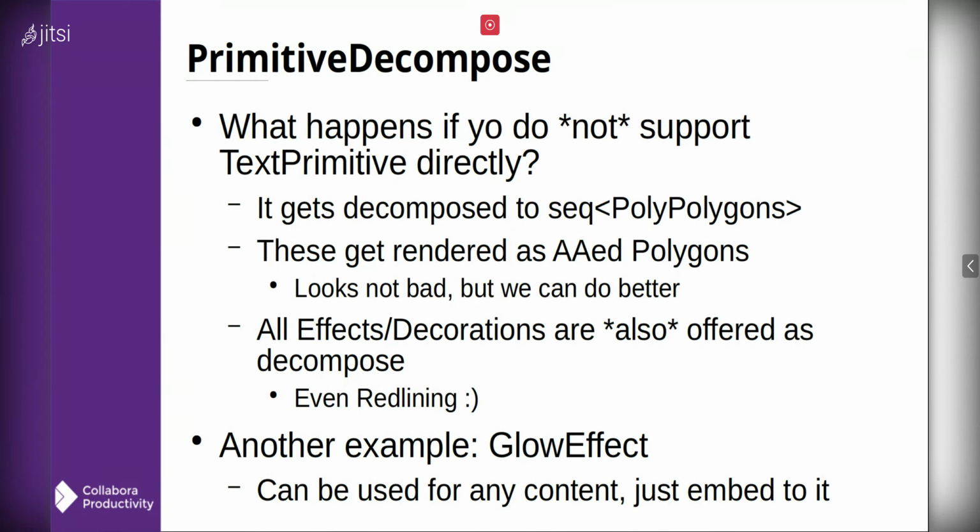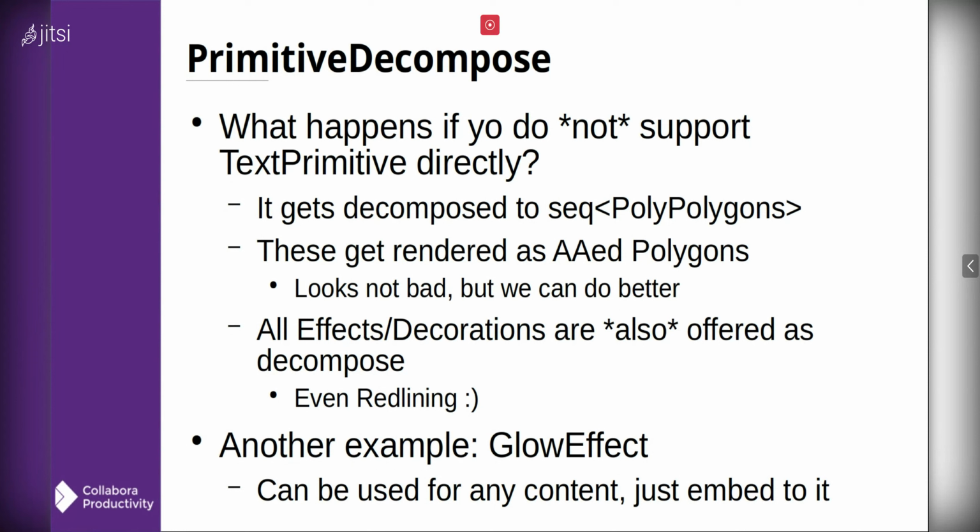Primitive decompose. What happens if you do not support the text primitive directly? To keep with the example, it gets decomposed to a sequence of polygons and gets rendered as anti-aliased polygons. Looks not bad, but we can do better. So of course it's much better to support it, but it's not necessary for a prototype SCPR on a target system. That's a good point. So all FX decorations are also offered as decompose. That was a lot of work, but it's there.